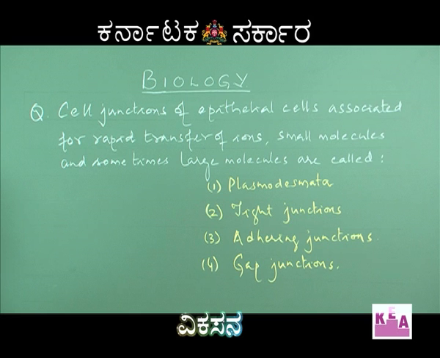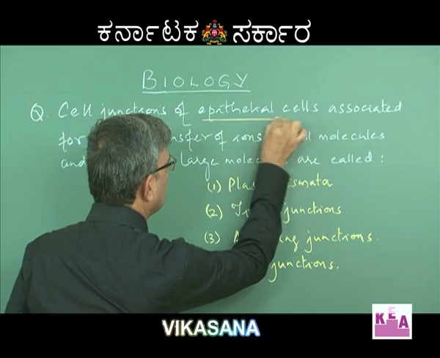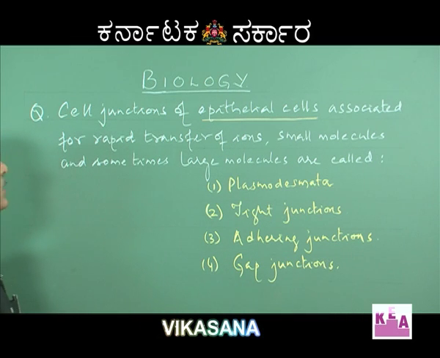The question is, cell junctions of epithelial cells associated for rapid transfer of ions, small molecules and sometimes large molecules are called. Options: 1. Plasmodesmata, 2. Tight junctions, 3. Adhering junctions, 4. Gap junctions.